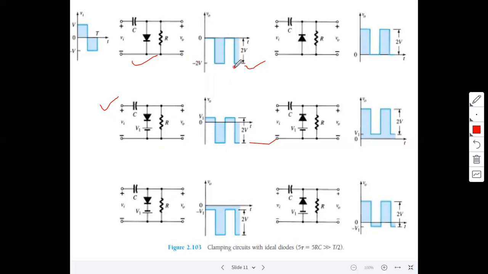In a clamper circuit, the shape of the output remains the same. If the input is sinusoidal, the output is also sinusoidal. If the input is a square wave, the output is also a square wave. If it is a triangular wave, the output is also a triangular wave. Only one small change: the DC level of the output waveform is shifted.